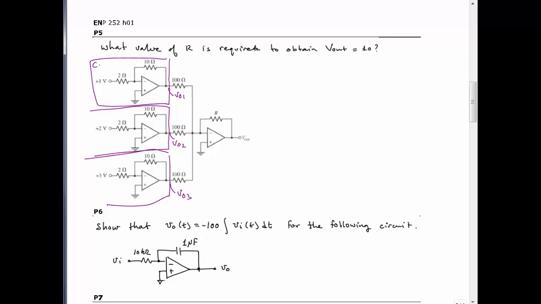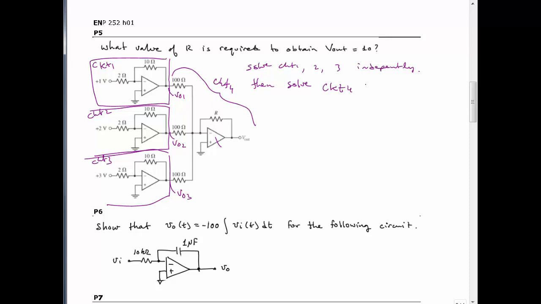This is circuit 1, CKT1, CKT2, CKT3. Solve each independently. Solve CKT1, then 2, then 3 independently. Then we'll call the rest of this circuit 4, then solve circuit 4 as a summer, right? As a three input summer, just like we solved in class today.